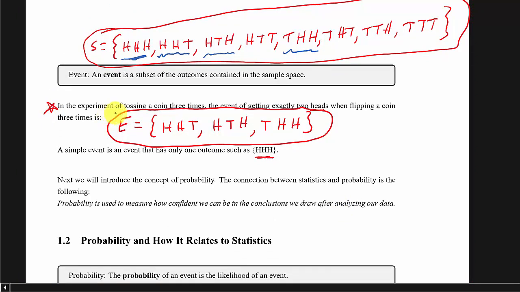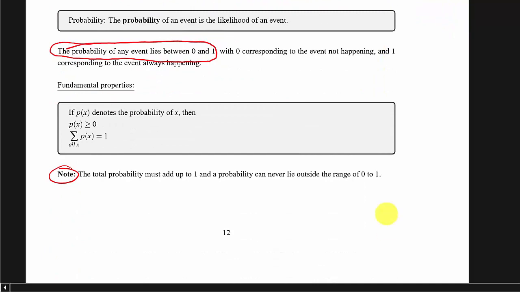So this one, it says, what is the event of getting exactly 2 heads? If they're asking you for the event, they're asking you for the set, just like this right here. But when they ask you for the probability, let's look at that.